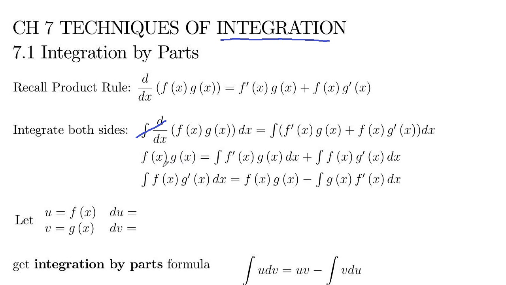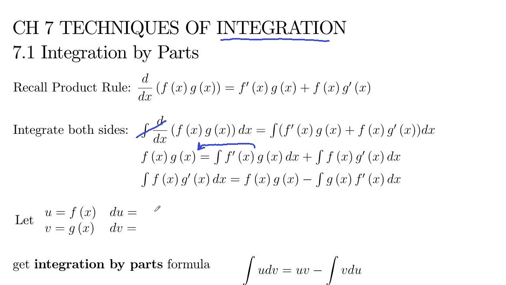So our left-hand side now is f of x times g of x. And on the right-hand side, I'm going to integrate each piece here, the integral of f prime g, and then the integral of f g prime. So now I am going to take this integral and bring it over with the f of x g of x. So I've got f of x g of x minus the integral, and I'm writing it as g f prime dx. And then this integral is by itself on the other side.